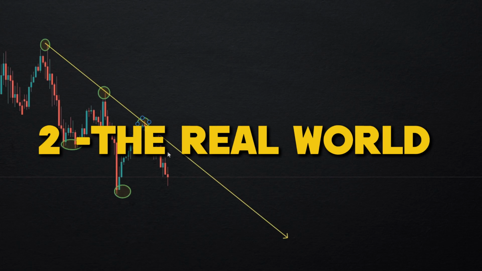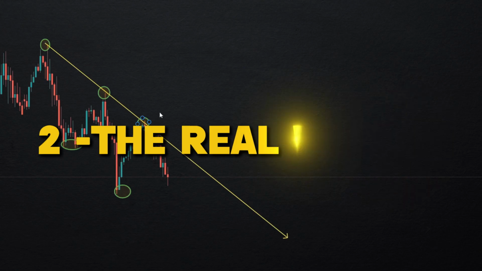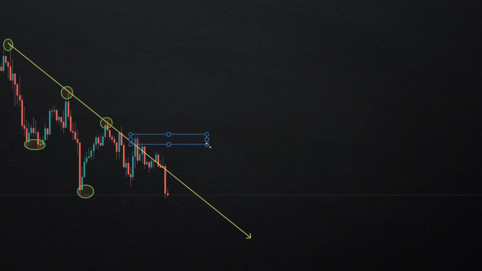All right. Theory time is over. This is where the rubber meets the road, because knowing the textbook definition is one thing, but actually applying it to a live chart, that's a whole different ballgame. So let's get into the 4 golden rules you absolutely have to know to make this work. Okay, these 4 rules are your new best friend.